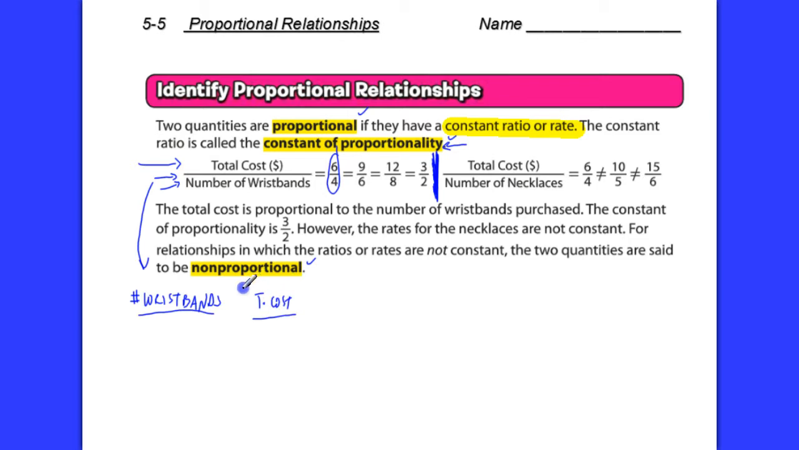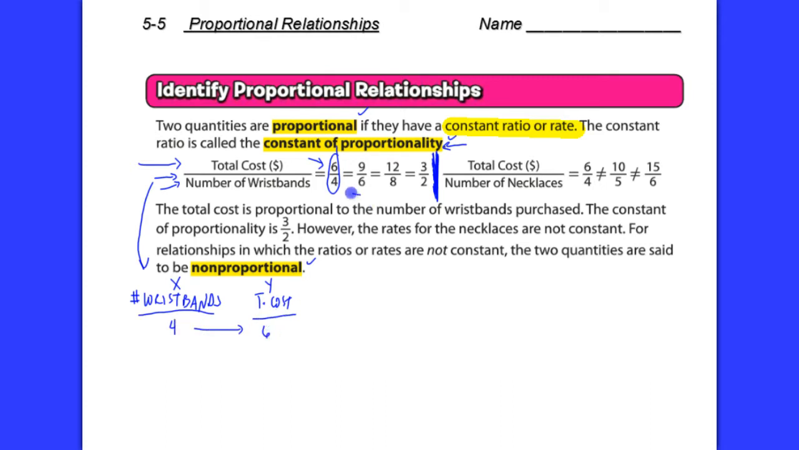Now, what you really have happening here is the number of wristbands. If we were graphing this, that would be X, and the total cost would be Y, because the cost depends on the number of wristbands. And if we look at the first one here, it says you paid $6 for 4 wristbands. So 4 wristbands cost 6.